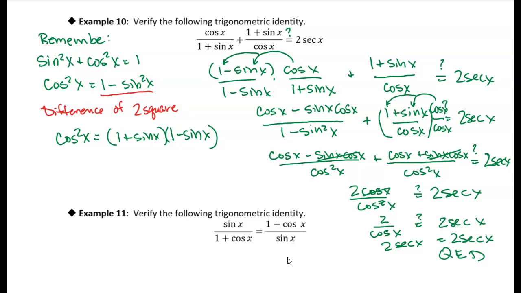It's kind of similar, but you might try it on your own before you watch the video. And notice that we have a 1 plus cosine. All right, I can rearrange that Pythagorean identity in terms of sine too, and get sine squared is equal to 1 minus cosine squared, which is also a difference of 2 squares. So I'll meet you in the next video.